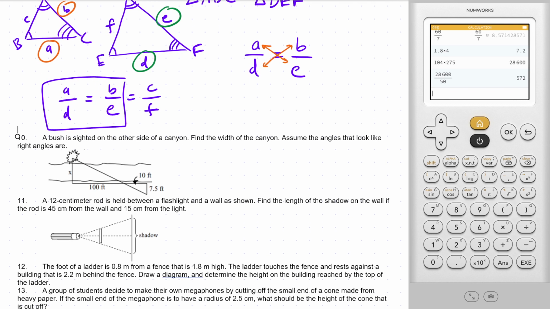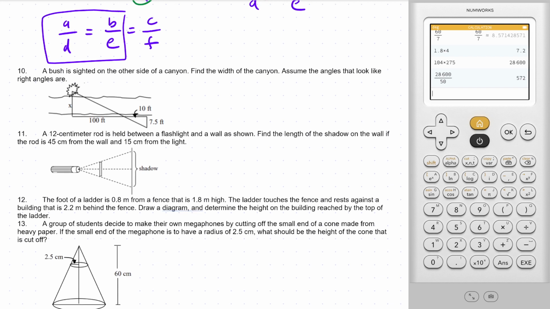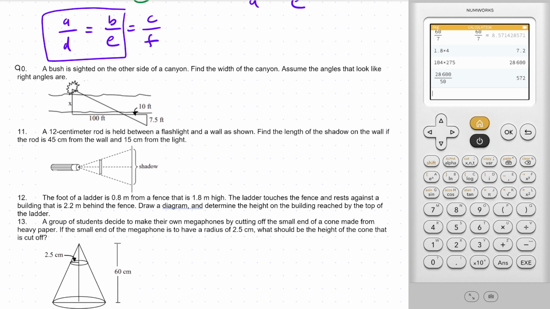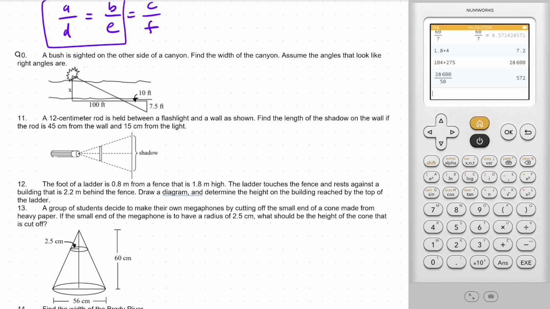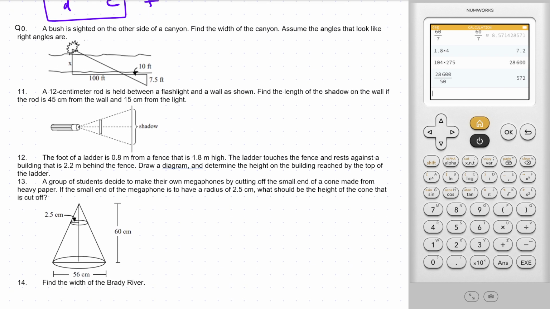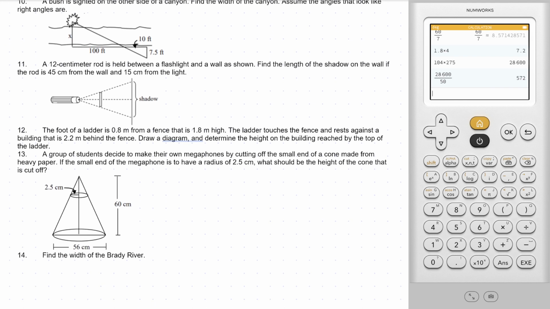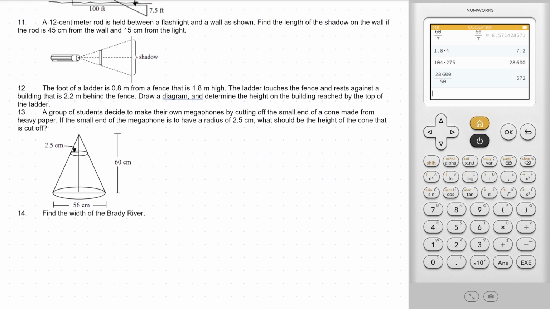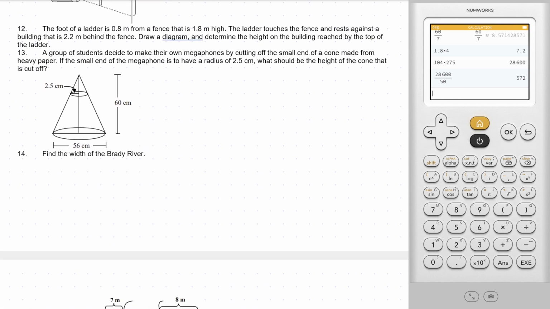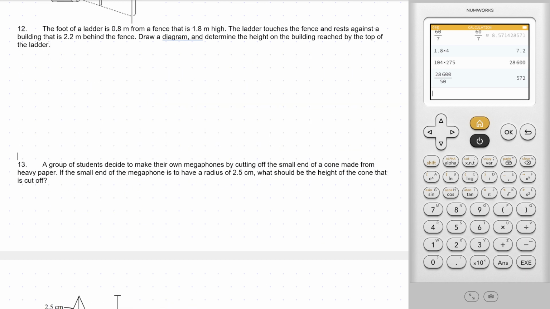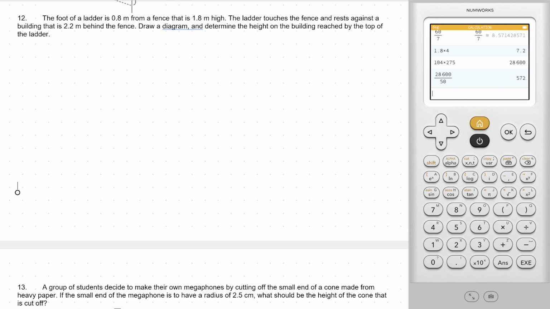All right, let's see. How many more of these do I want to go through? So 10 and 11 have diagrams already, which make them a little bit easier. So maybe I'll do number 12. And I'll leave 10 and 11 to you. All right, number 12. So draw a diagram, because you see there is no diagram given. It's just a description. So, okay.